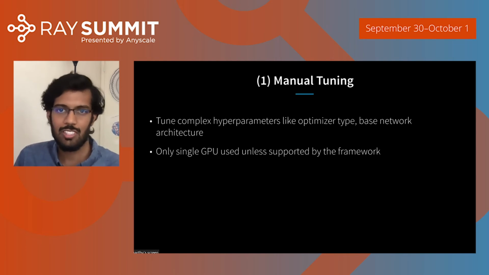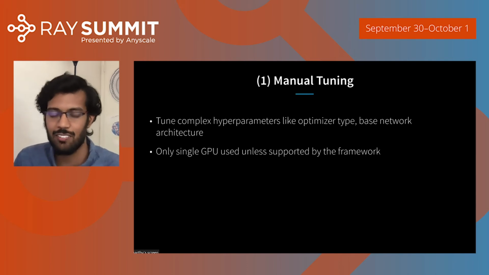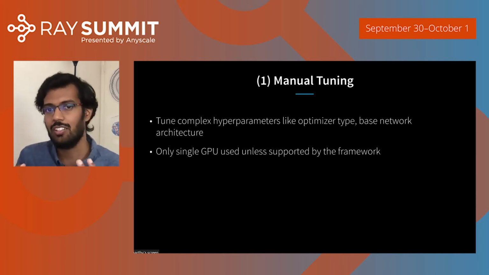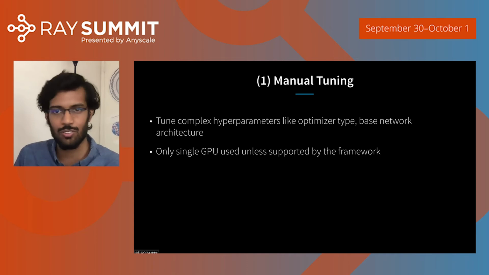The first approach is obviously without any help and fully manual, which is the first thing we did. We tuned complex hyperparameters like the model architecture itself or the base network architecture. Should I use a recurrent neural network? Should I use graph neural network, etc.? Or should I use a deep neural network?